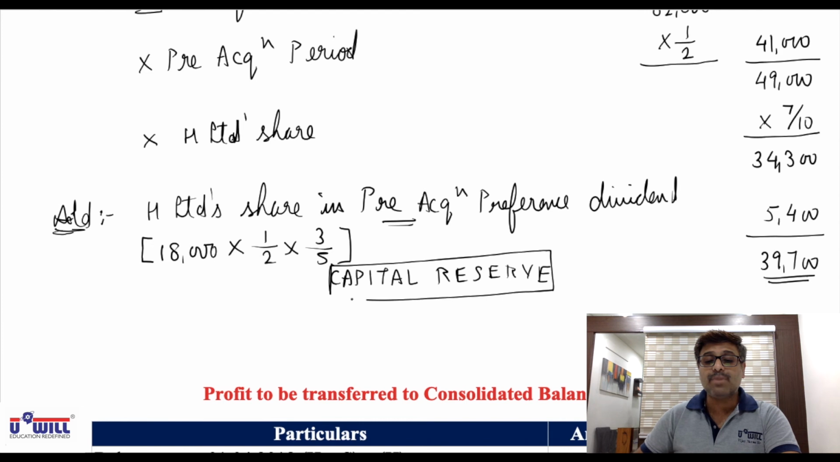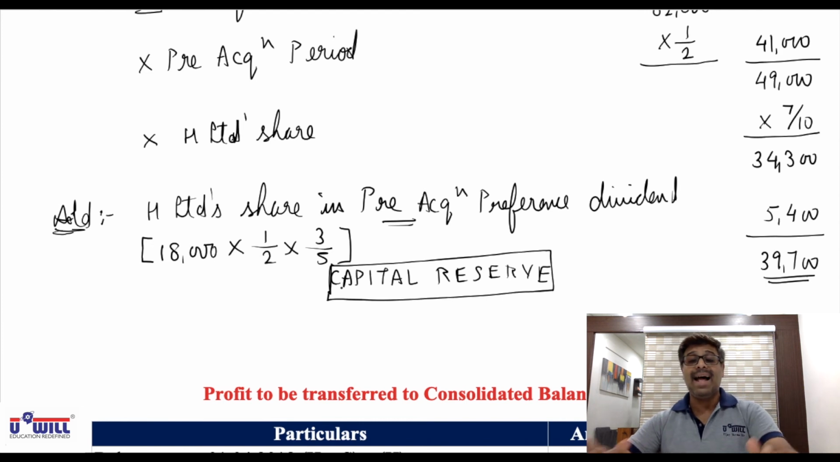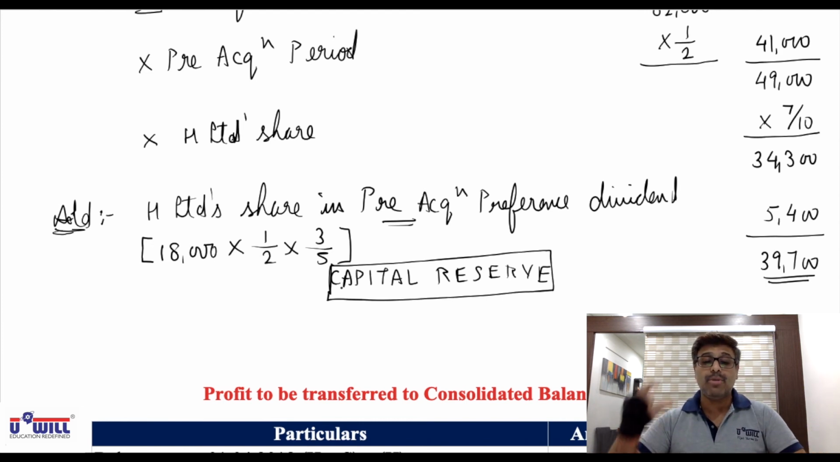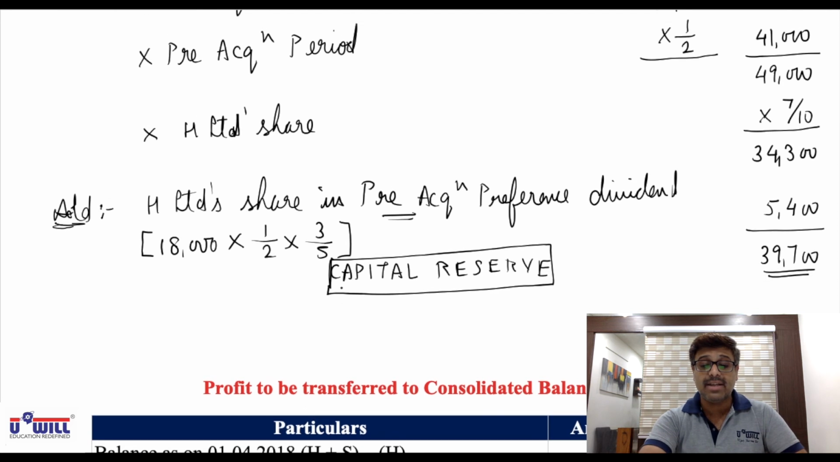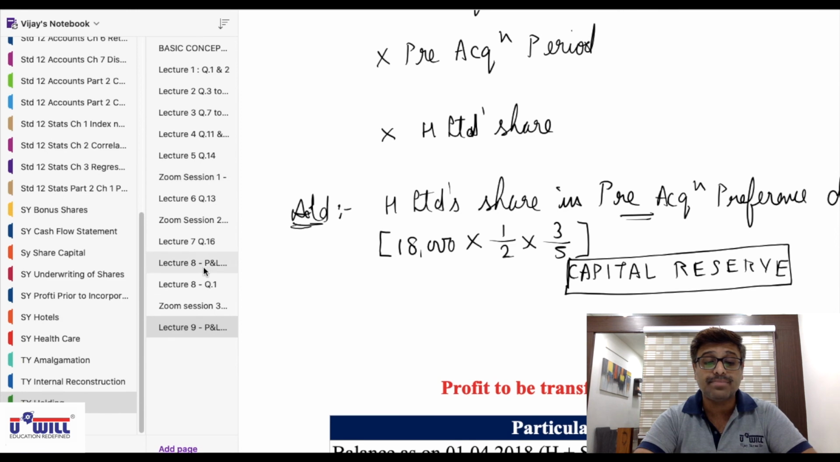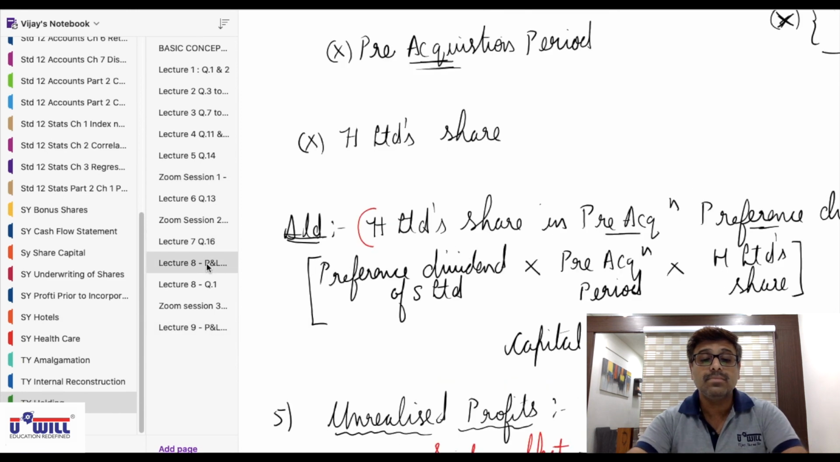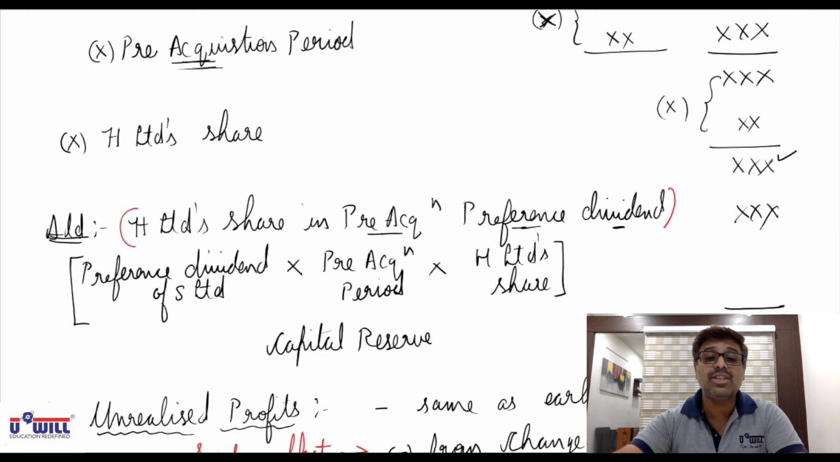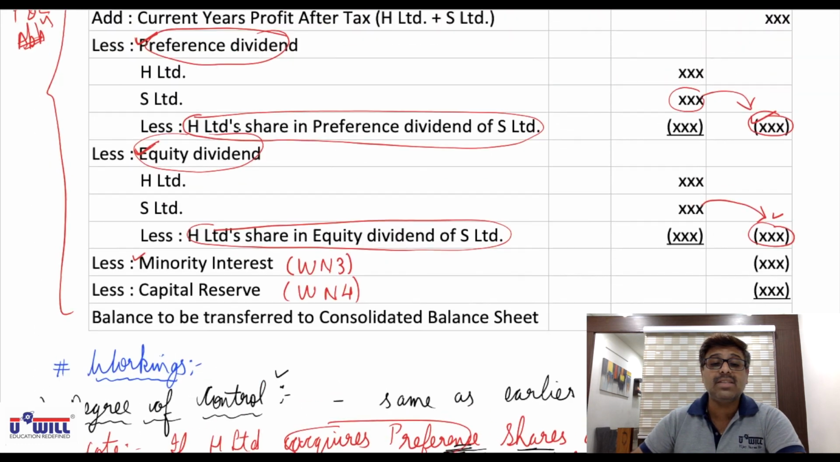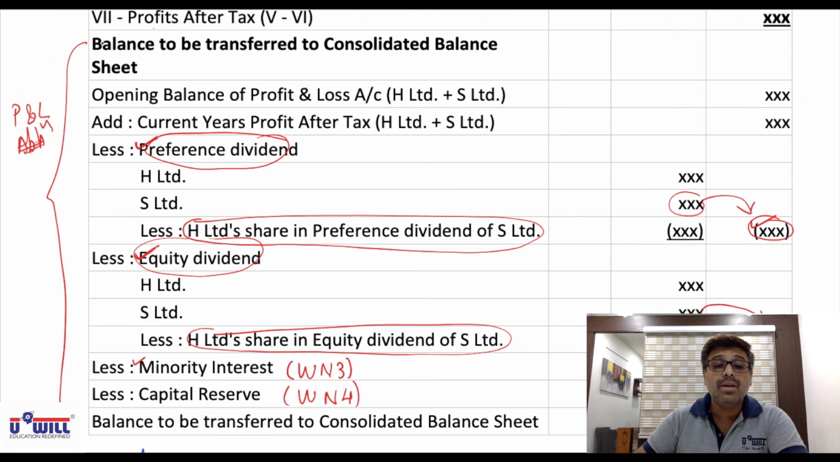Now, unrealized profit is not there in this question, and as such, we don't have to make the P&L statement, we have to make only the third part. You can see the heading I have given here, profits to be transferred to consolidated balance sheet. Only this much is to be done. All of you make this format, only this part. P&L appropriation, that balance to be transferred to consolidated balance.